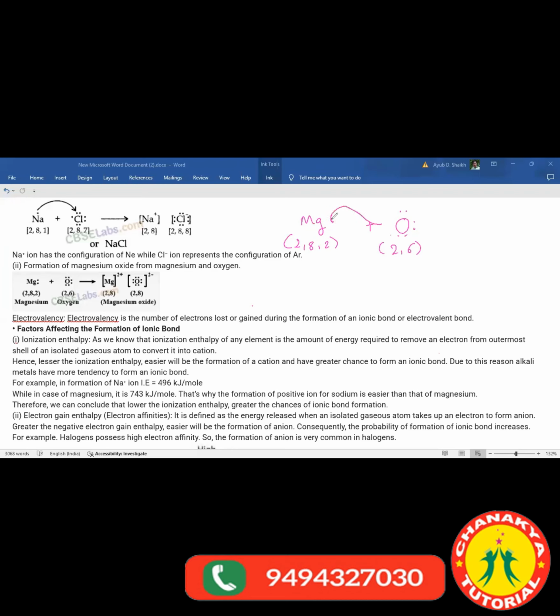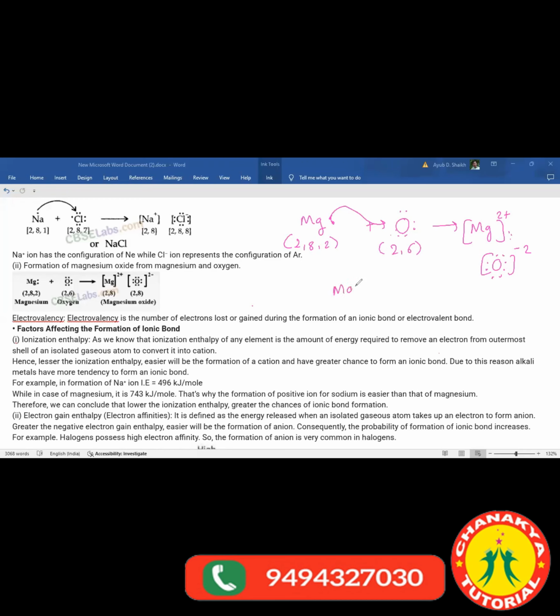So magnesium will donate these 2 electrons, correct? And it will go to the oxygen. By donating 2 electrons, magnesium becomes Mg 2 plus, right? And by gaining 2 electrons, oxygen will become O minus 2, isn't it? With all the 8 electrons in the outermost shell, correct? Yes or no? And when there is the electrostatic force of attraction between these two, it will form a bond, that is the electrovalent bond, right?